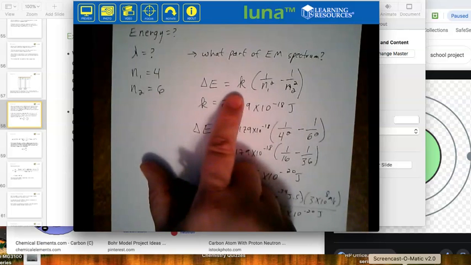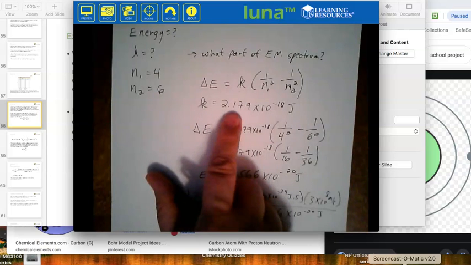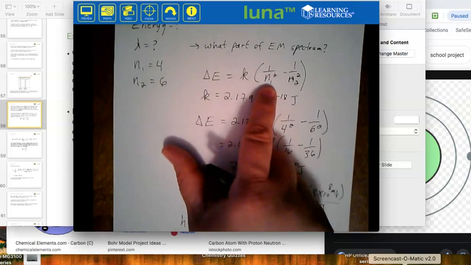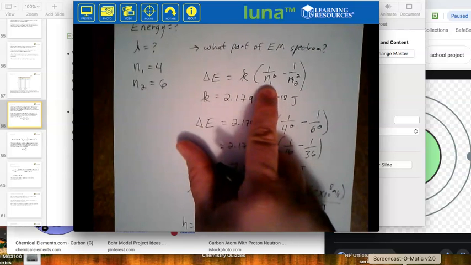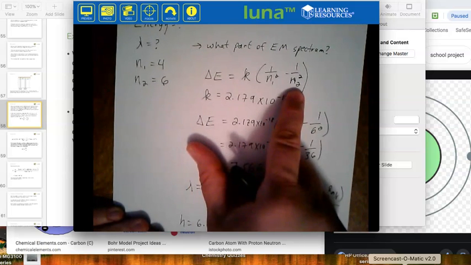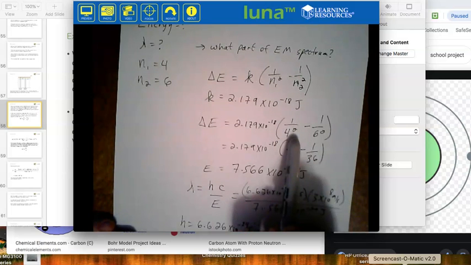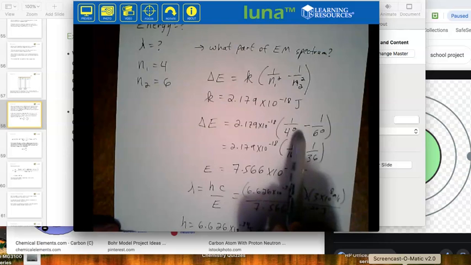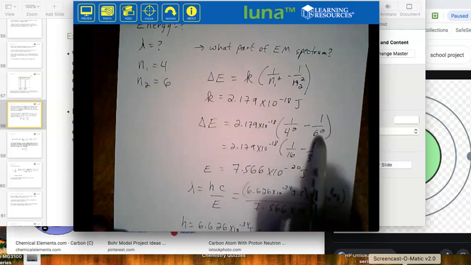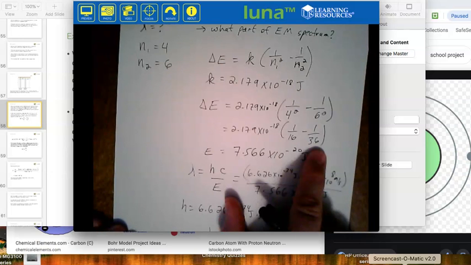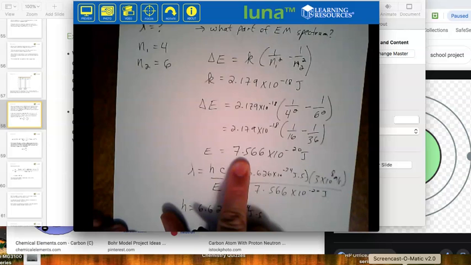Our K value, our constant, is 2.179 times 10 to the negative 18th joules. n sub 1 is the initial energy level, and n sub 2 is the excited state energy level. So here I'm plugging in my values, my K value, 1 over n sub 1, which is 4 squared, minus 1 over n sub 2, which is 6 squared. I do my math here, and I get a value for the energy of 7.566 times 10 to the negative 20th joules.